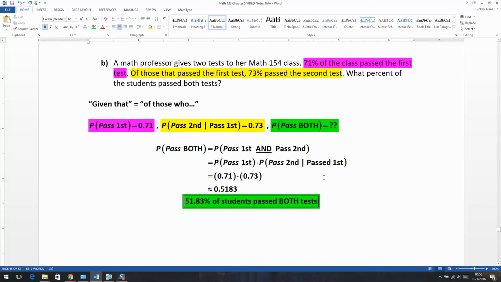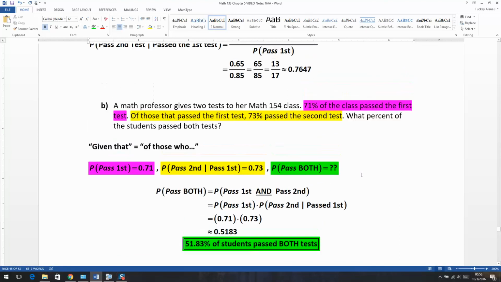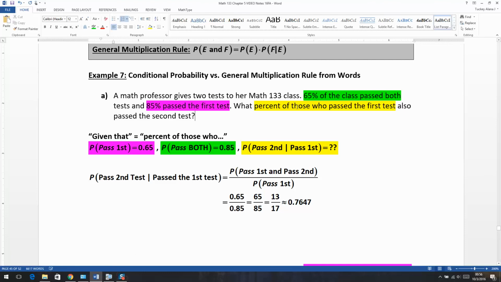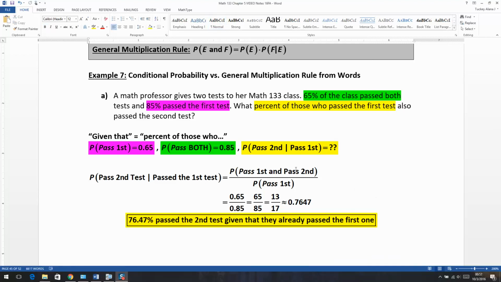Like that. And just in case this is helpful to you, I actually went back up here and did the same thing with the first question. So we were given the green, passing both, and the pink, passing the first. We were looking for the yellow part, right? The percent that passed the second test, given that they passed the first test. So we were looking for that bit at the end, which I didn't type up, sorry. So it's the percent of those who passed the first test that also passed the second test, right? In other words, they passed the second test, given that they had already passed the first one.